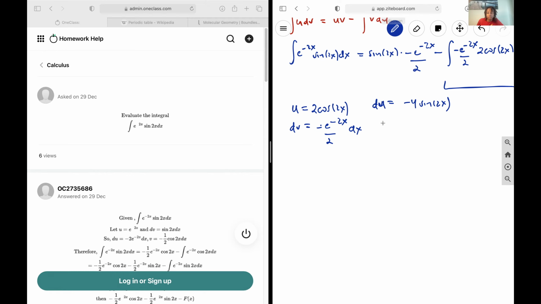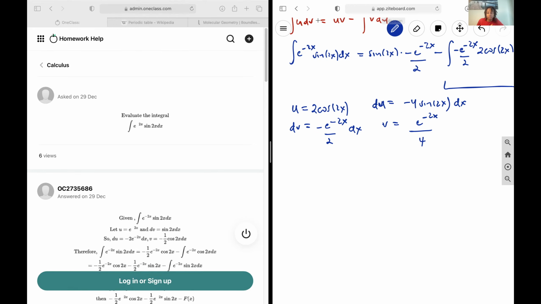And this is du. v is going to be equal to negative e to the power of negative 2x. Sorry, not negative, positive, over 4.